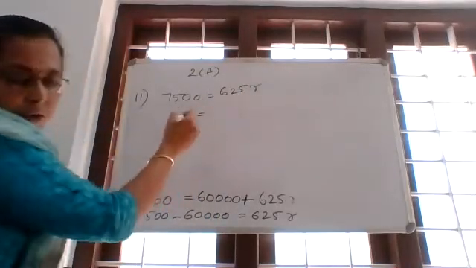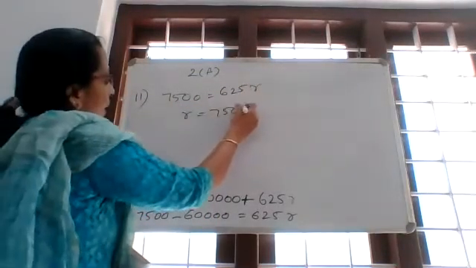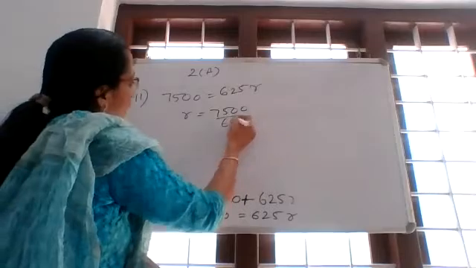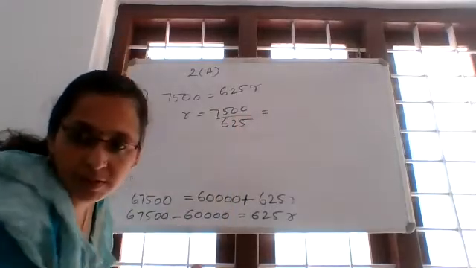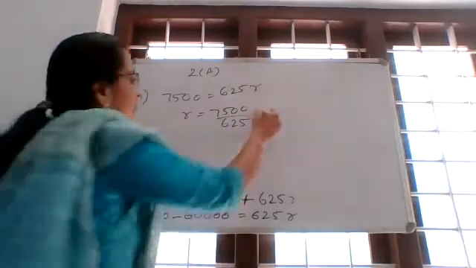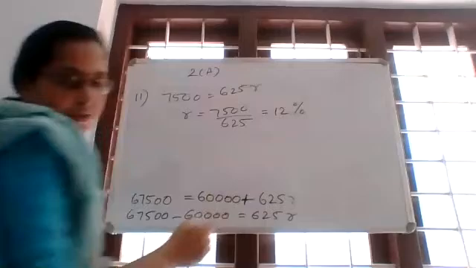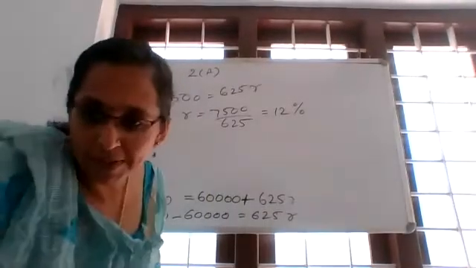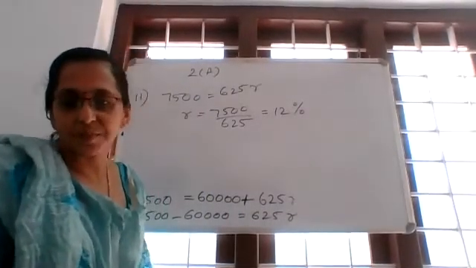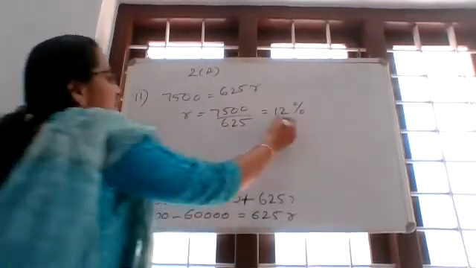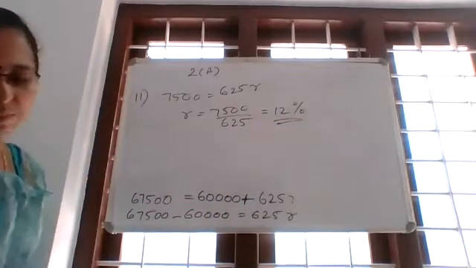So R is equal to 7,500 divided by 625. So what do we get? Okay, 12%. R is equal to 12%.